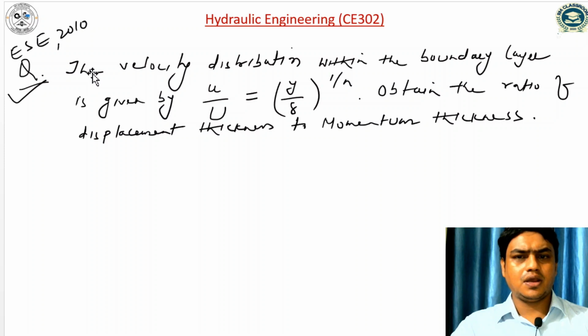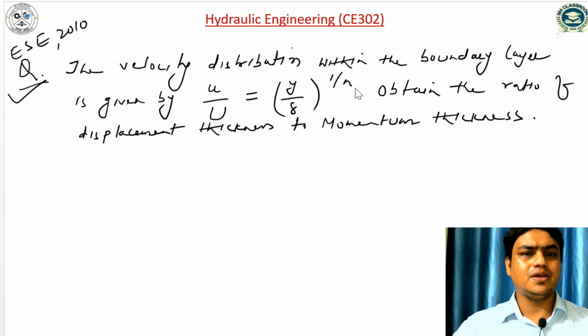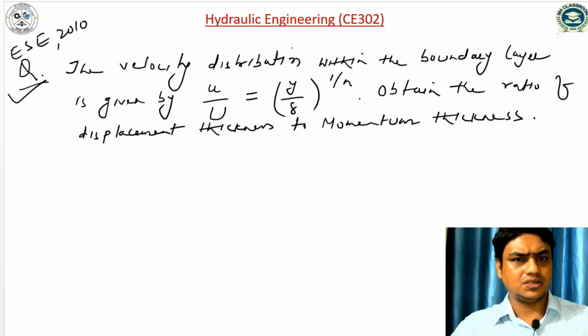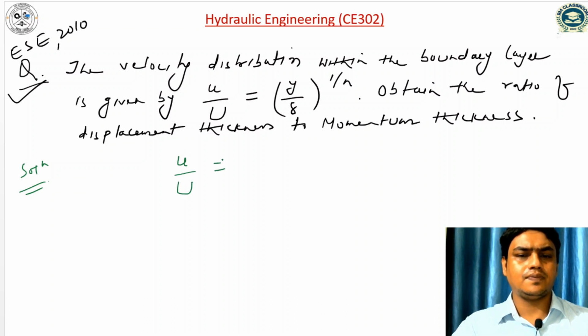So I am taking one question. The velocity distribution within this boundary layer is given by u by capital U is equal to y by delta to the power 1 by n. Obtain the ratio of displacement thickness to the momentum thickness. So the solution: the velocity distribution is given as small u by capital U equal to y by delta to the power 1 by n, and we have to compute the ratio of displacement thickness to momentum thickness.